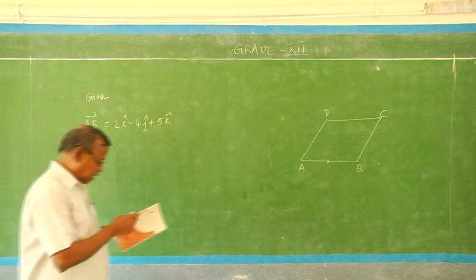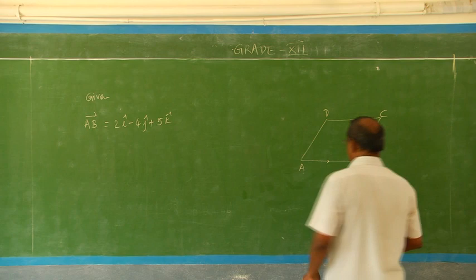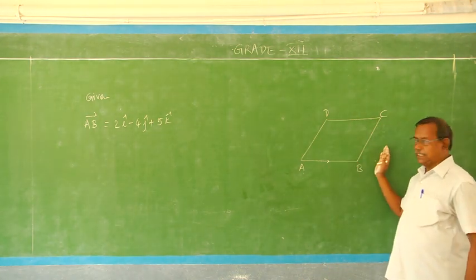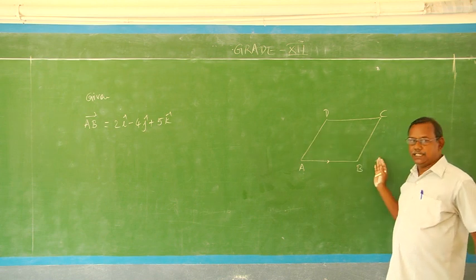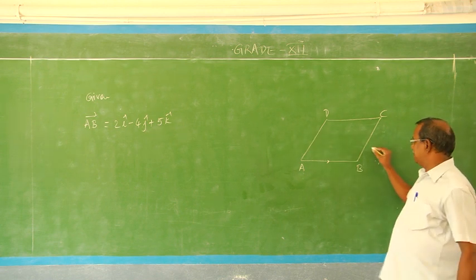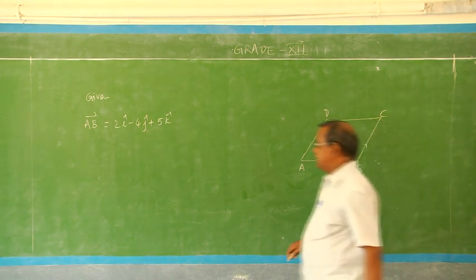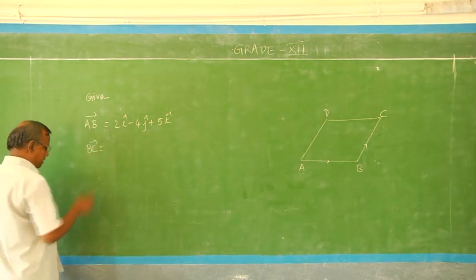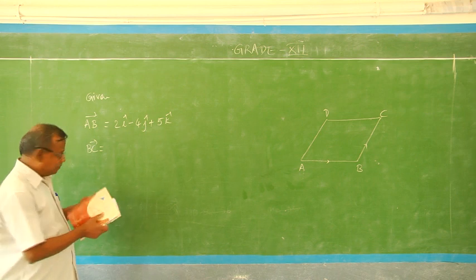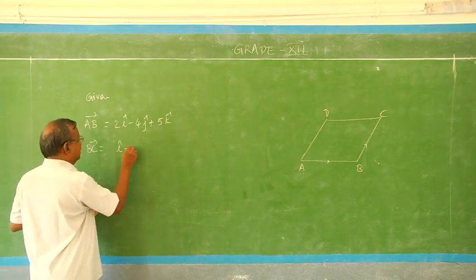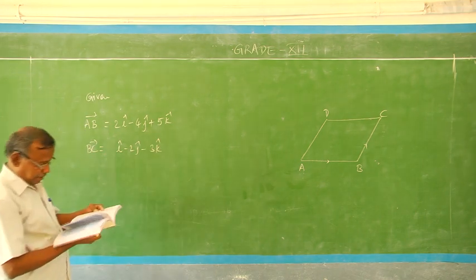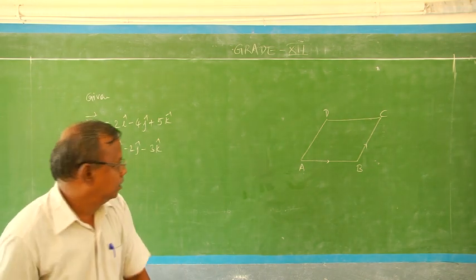And the other adjacent side: there are two adjacent sides for AB vector, either AD or BC. We can take either AD or BC as our candidate. Let me take BC vector. So BC vector is equal to i cap minus 2j cap minus 3k cap.